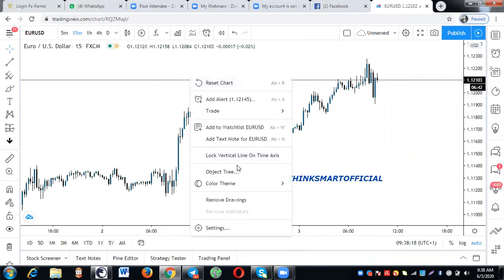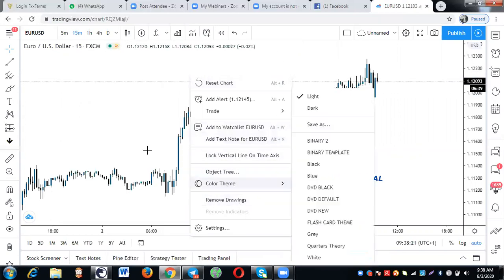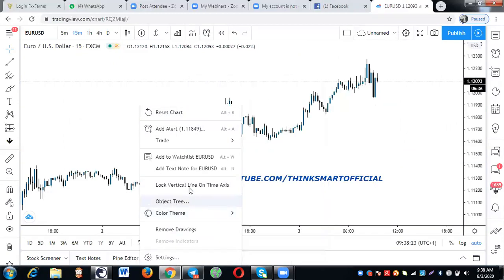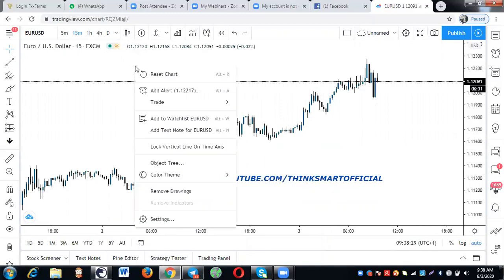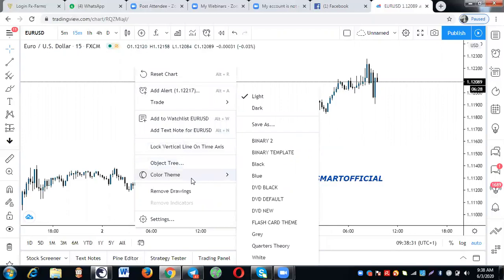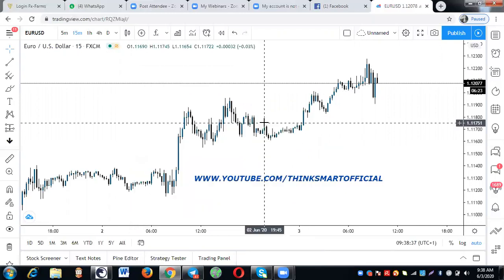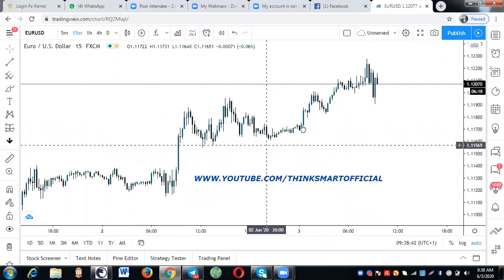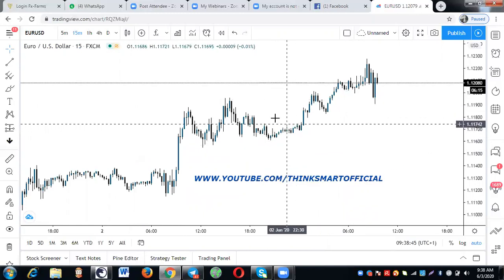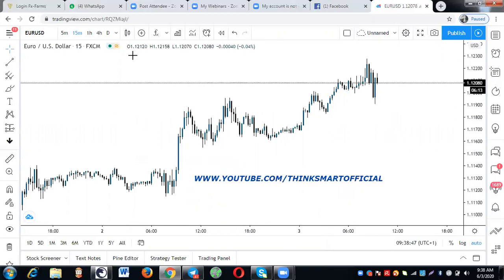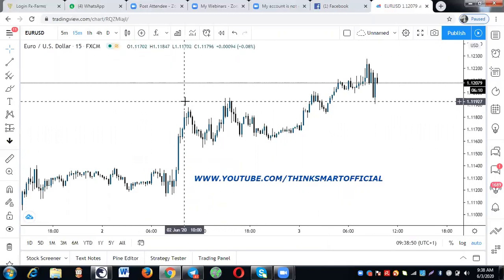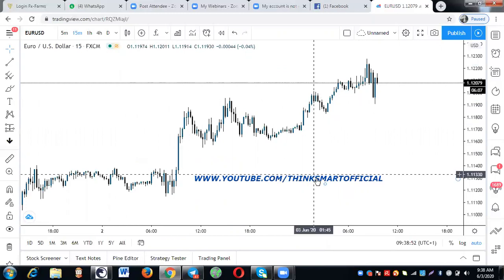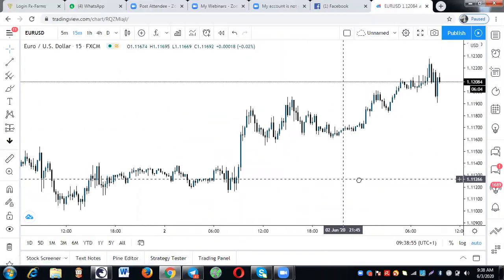Now you can right click and you go to. There's a place where you can actually save your settings. I think I'm getting it wrong. Okay, yeah, color theme. You can do save as here, and then you save it. So anytime you want to access this particular setup, you can just click on it. So you can have different kinds of setups that you use for your TradingView. All right, so we're going to go now.